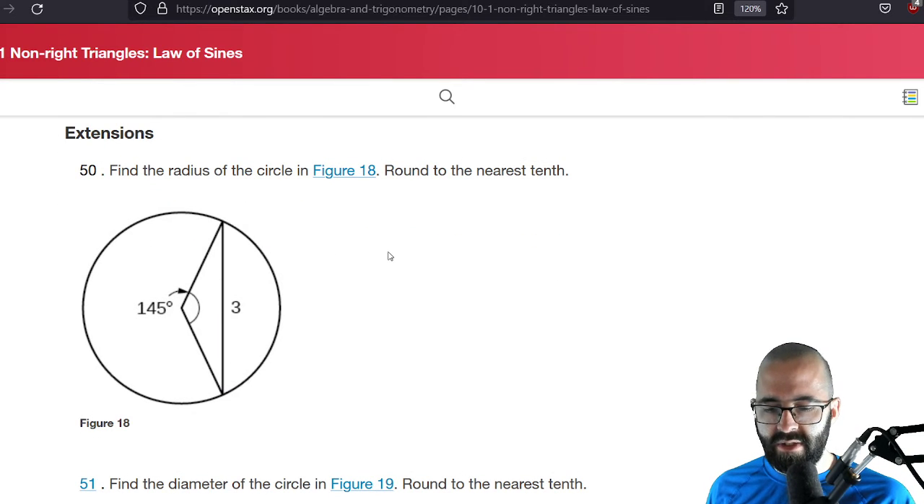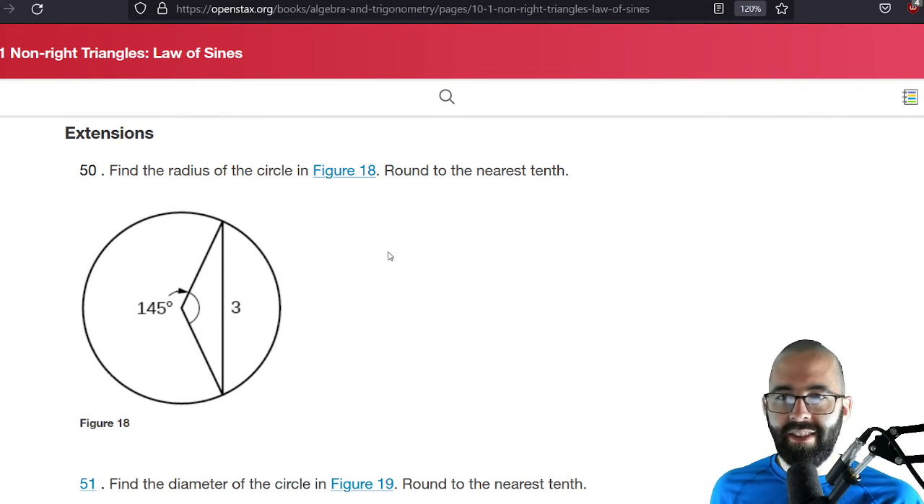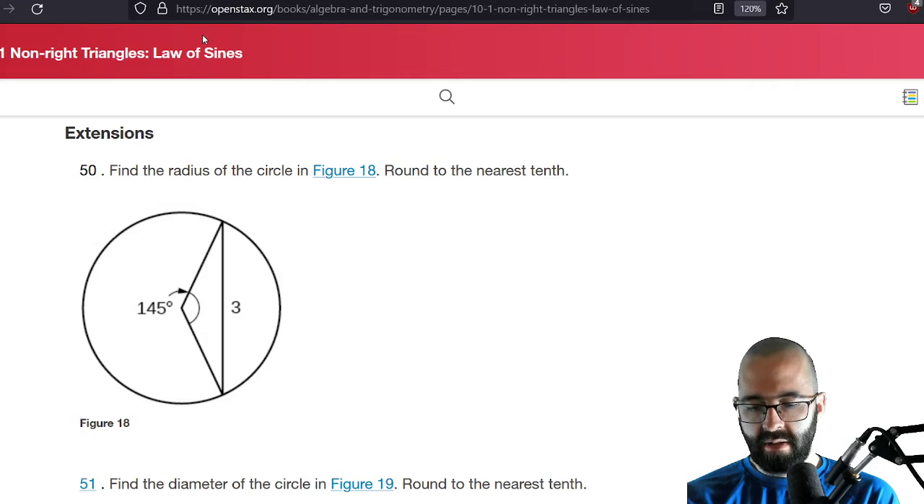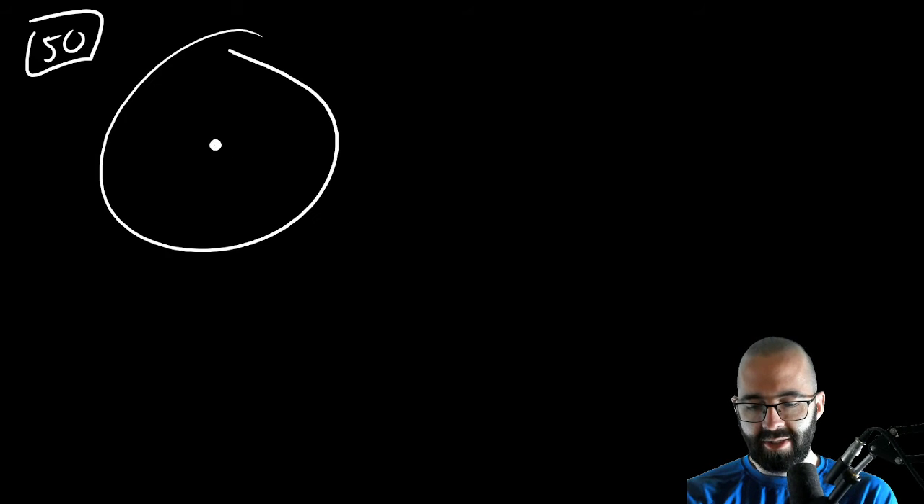Find the radius of the circle. Well, this is kind of weird. Round to the nearest tenth. It's fun though. We got a circle, or what is kind of like a circle, and then a big 145 degree angle here.